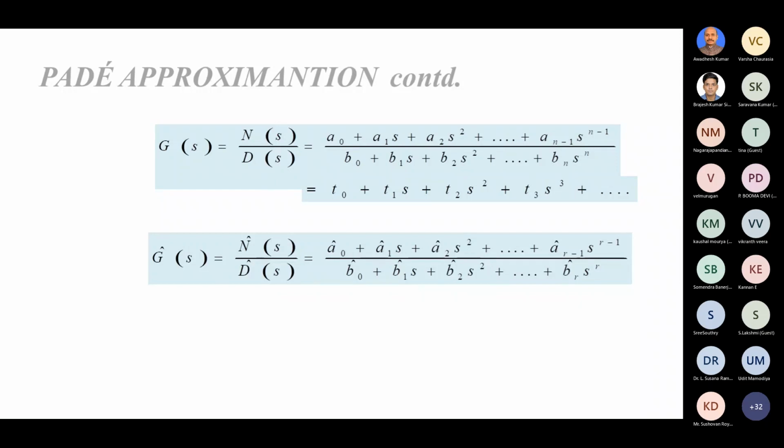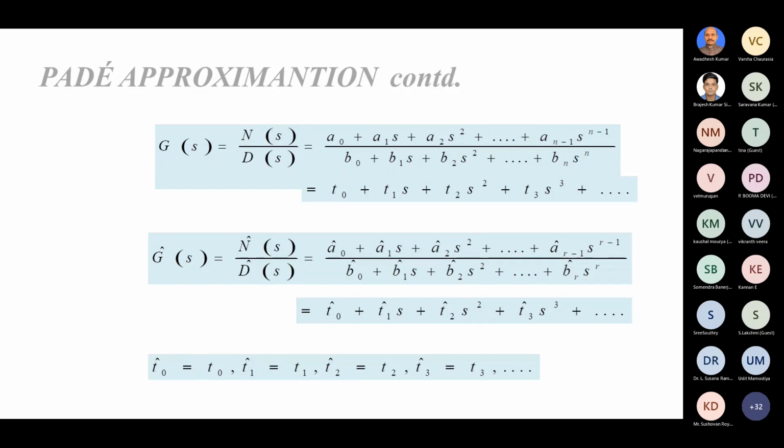Now if G cap s is the transfer function of the reduced order model, then it is again expanded in power series. Then we get these time moments of the reduced order model. In the Padé approximation, suppose R is the order of the reduced order model. Then 2R terms of the power series expansion coefficients of system and model are matched. For example, if we choose the order of the reduced order model as 2, that is R equal to 2, then twice R, which means 4 terms, will be matched.